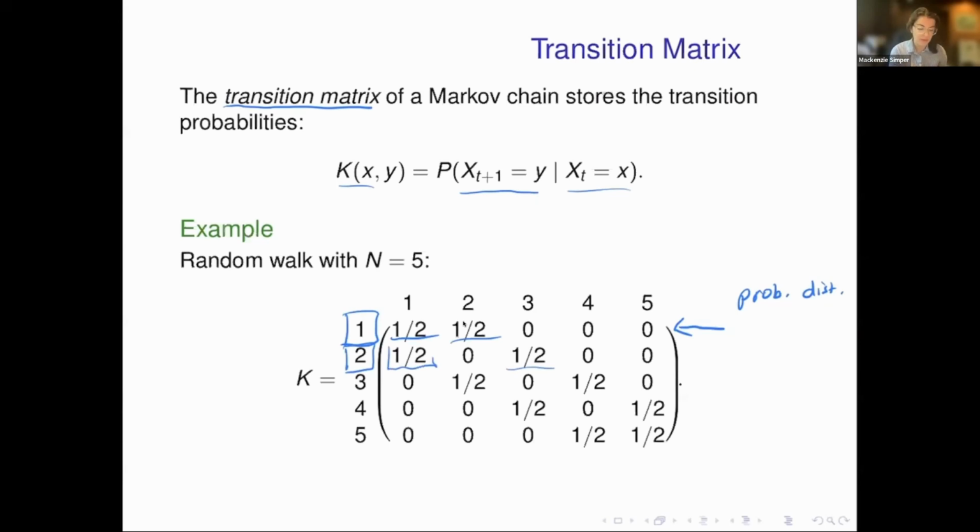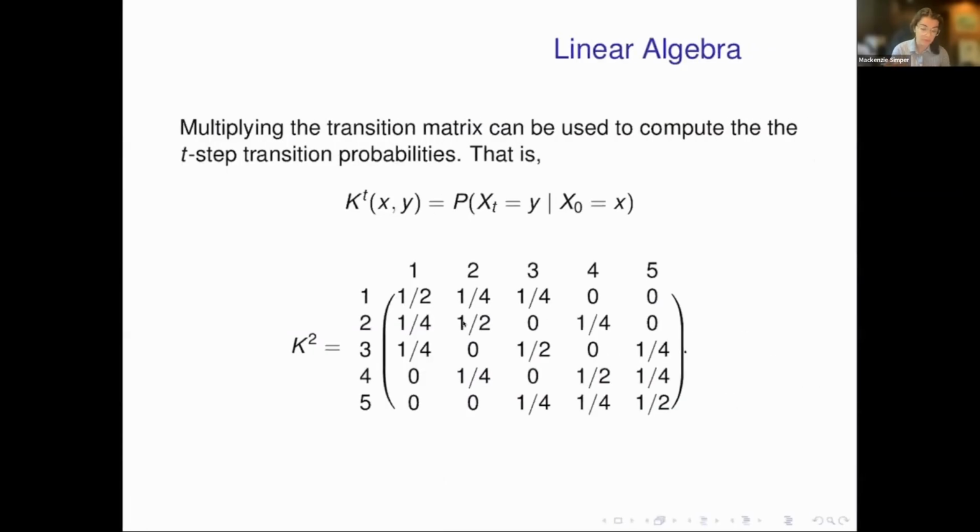And what's really great about storing it in this matrix form is that we can use different tools from linear algebra to study this Markov chain. For example, it's a square matrix. The matrix is always going to be the size of the state space times the size of the state space. Those are going to be the dimensions. Then if I multiply the matrix by itself t times, this will give me the t-step transition probabilities. So K^t of x, y is the probability that X_t equals y given X_0 equals x.